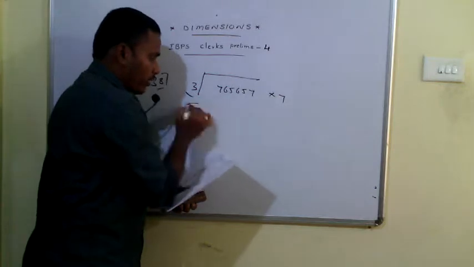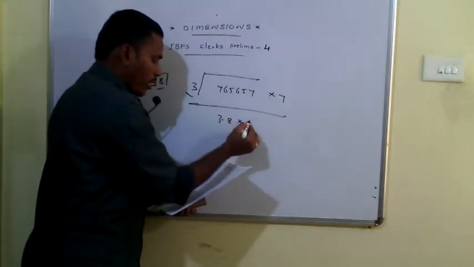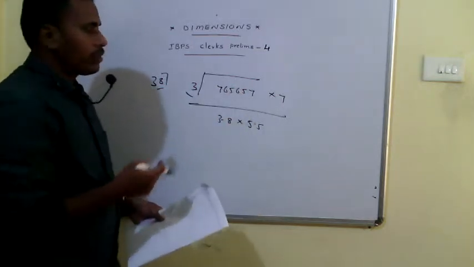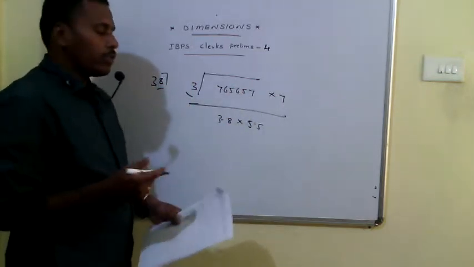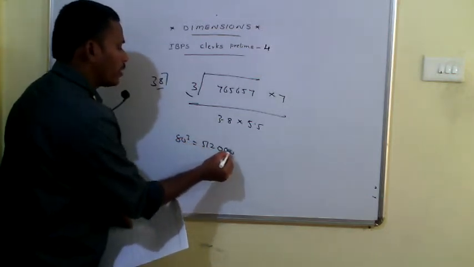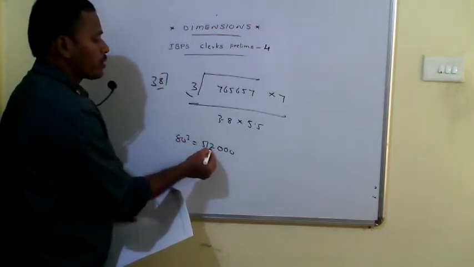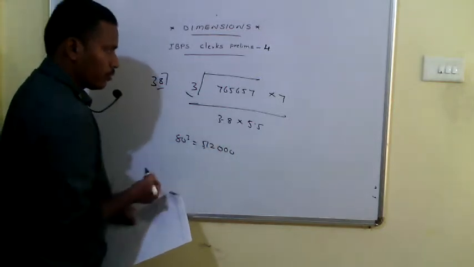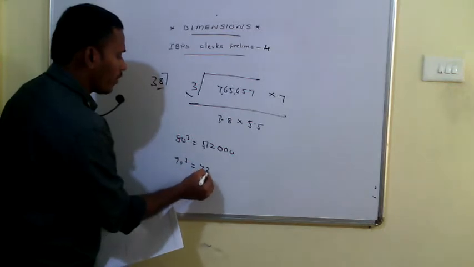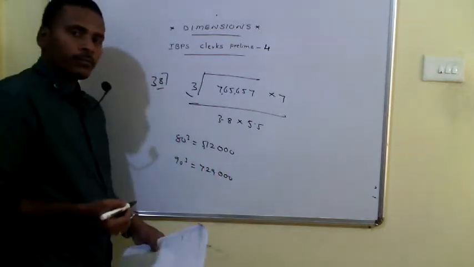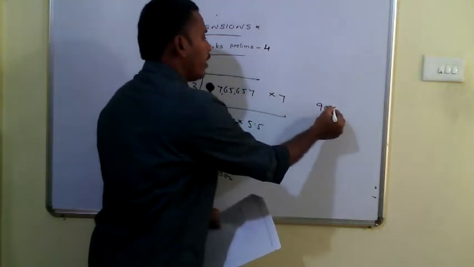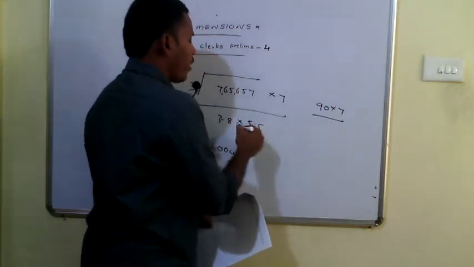765657 into 7 divided by 3.8 into 5.5. See, cube root of this value we need to calculate, like it is there in 7000s. See, if you know 8 cube is nothing but 512000. It is approximately how much it is? 5,12,000, but it is 7,65,000. Then if you come to 90 cube, that is 729,000. Okay, so this value is nearly 90. So 90 into 7 divided by 3.8 into 5.1.